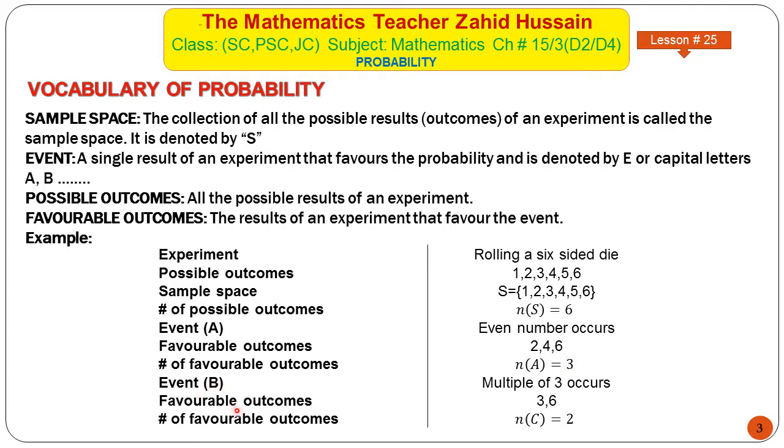Event B, a multiple of 3 occurs. When you throw a die, the number on the top of the die is a multiple of 3. So we will select all the results which are multiples of 3. The multiples of 3 are 3 and 6. So the number of outcomes for this event is 2.